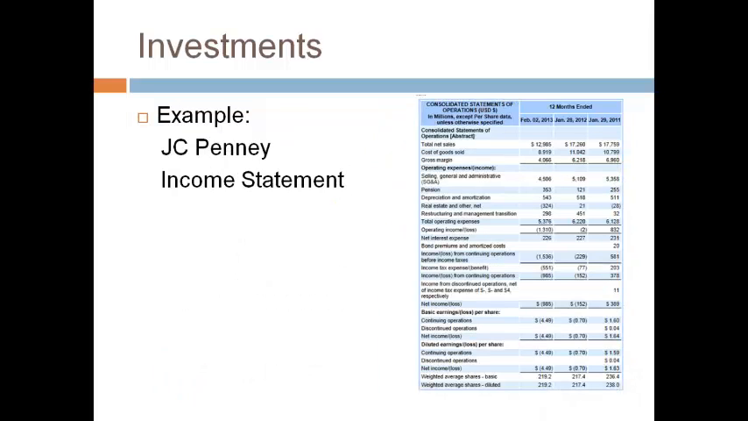Here is the income statement for JCPenney. Interest and dividend income and gains and losses associated with investments are reported just below operating income. Take a moment and see if you can determine where on the income statement JCPenney includes income associated with investments.